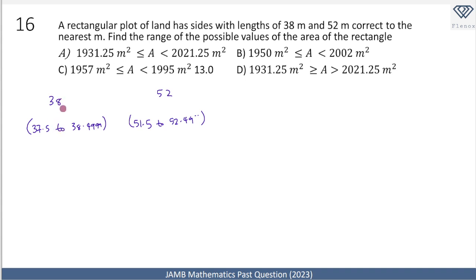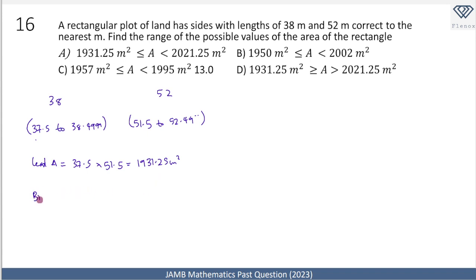Now they're asking us for the range of the possible areas of the rectangle. We are going to think about what is the smallest possible area. The smallest possible area is if we multiply the smallest possible values in both ranges. So the least area is going to be 37.5, which is the smallest possible value we can round up to 38, times 51.5. When you multiply these two numbers together, you get 1931.25 squared.